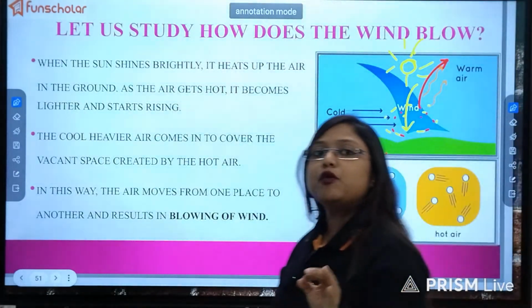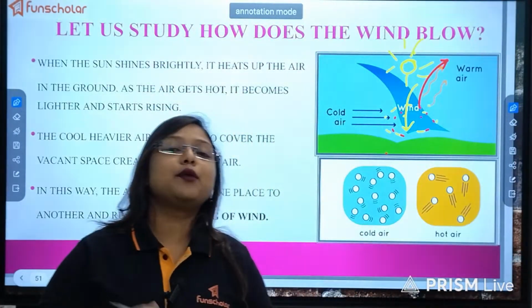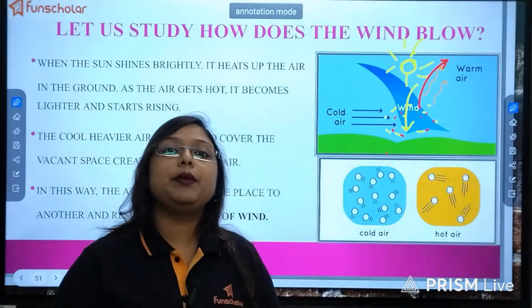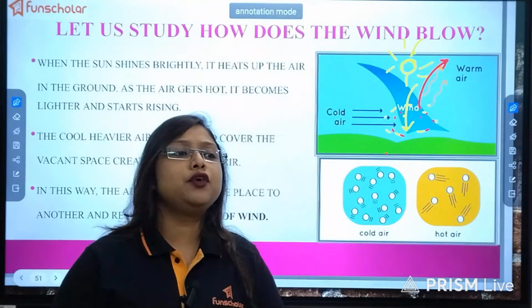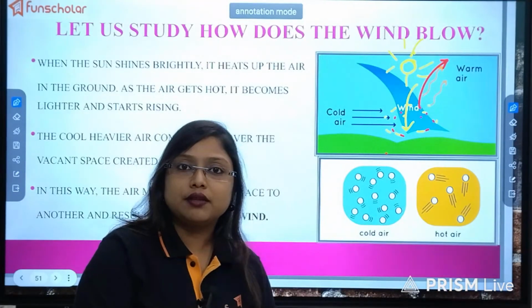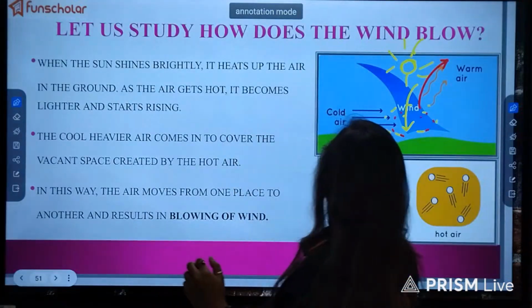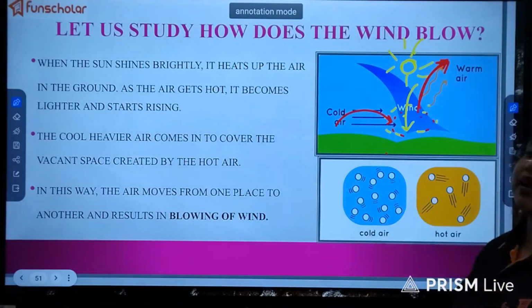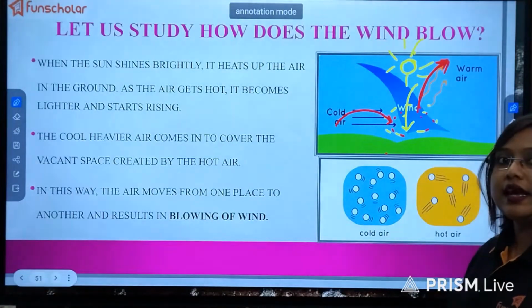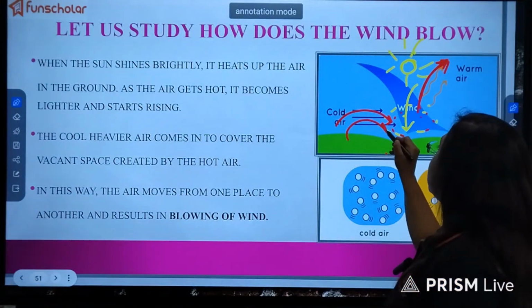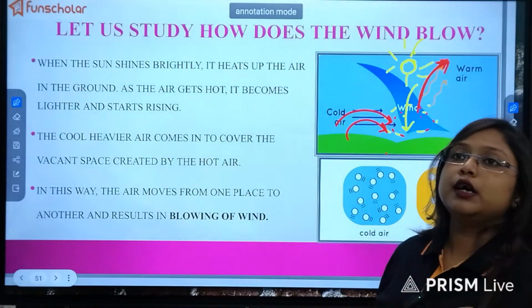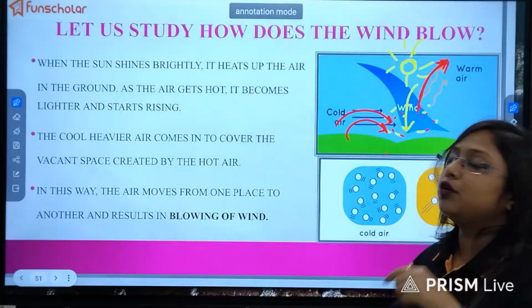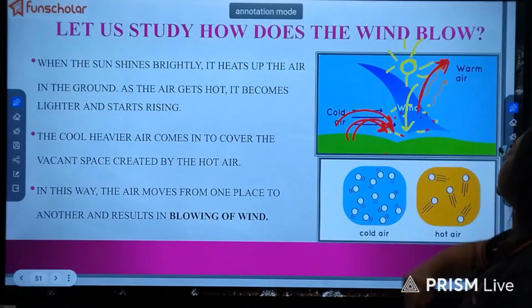Think about it, if you are sitting somewhere and you just get up from your place, there is a vacant seat now, so people will come there and want to occupy that particular place, right? Just like that, when the hot air goes up, cold air comes here and says, "I want to sit here." Just like in your classroom, someone comes and says, "This is my spot now."